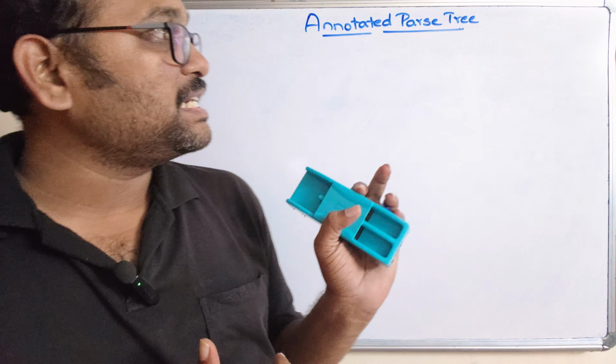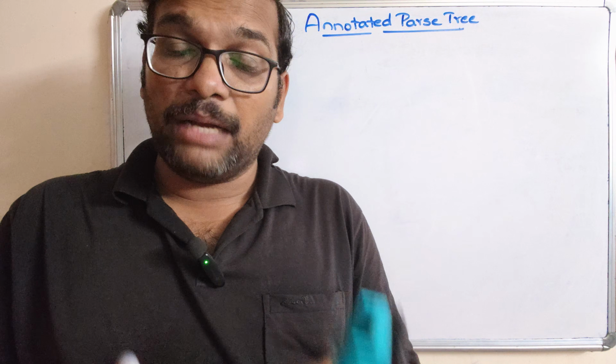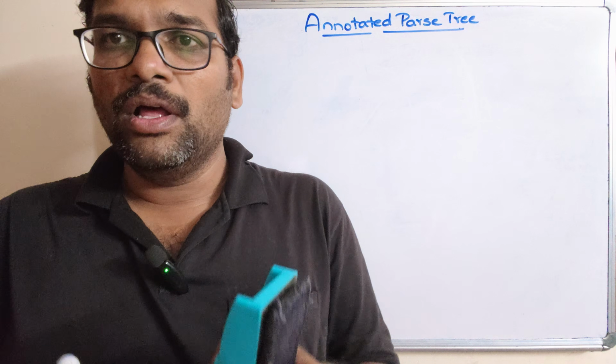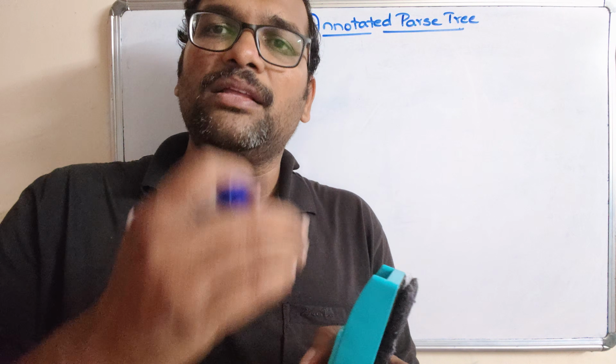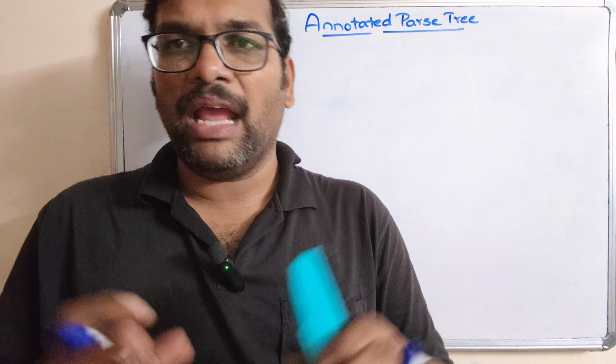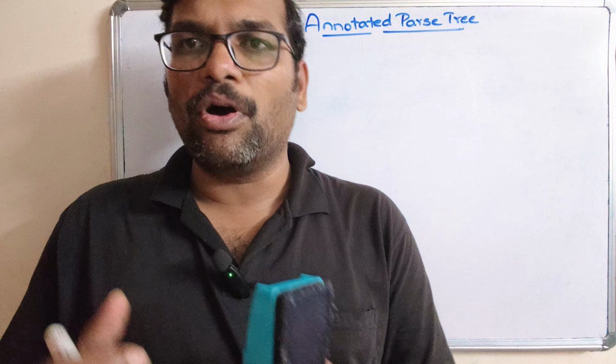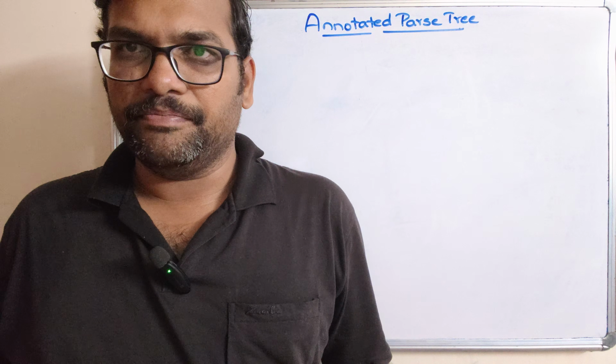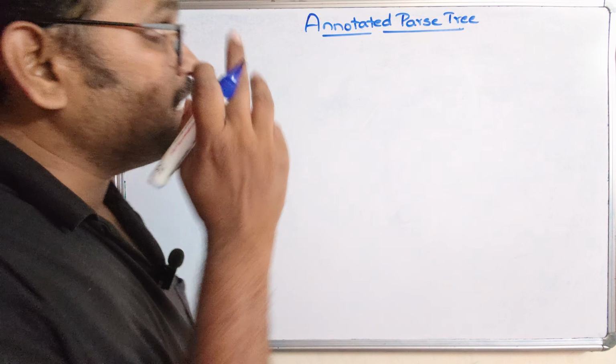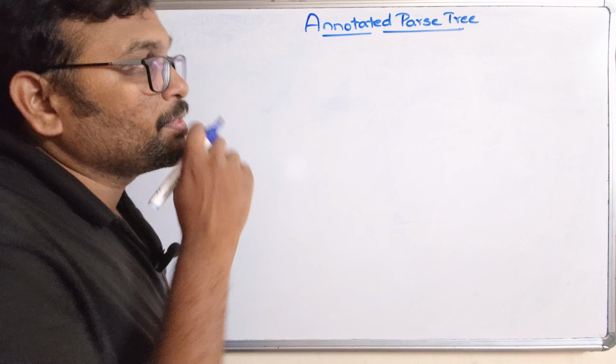So annotated parse tree means that for every non-terminal, that means for every internal node, it will be represented with an attribute. The attribute can be anything. It can be a value, or a type, or a reference, anything. Now we'll see one example for this annotated parse tree.